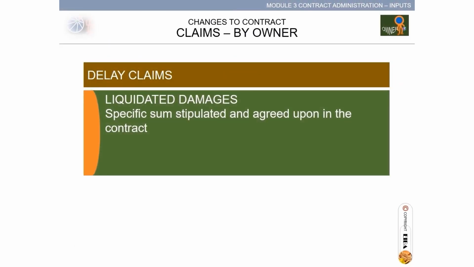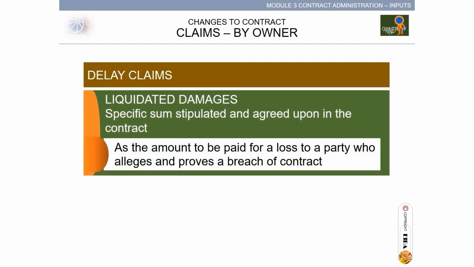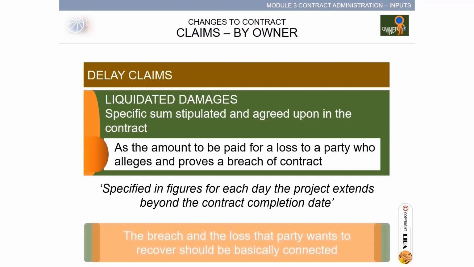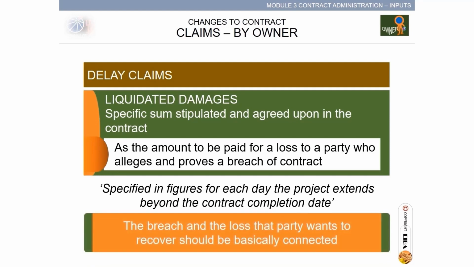Continuing with delay claims, liquidated damages is a specific sum stipulated and agreed upon in the contract as the amount to be paid for a loss to a party who alleges and proves a breach of contract, specified in figures for each day the project extends beyond the contract completion date. The breach and the loss that party wants to recover should be basically connected. Some make this an opportunity to correct bid mistakes.